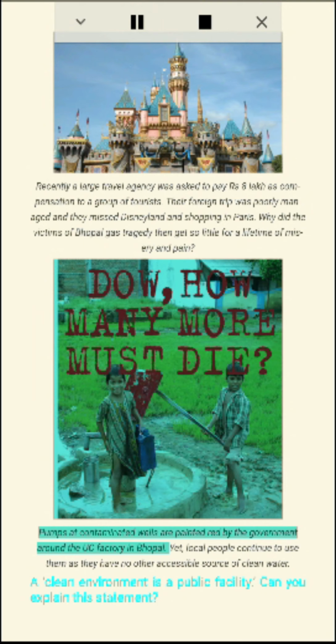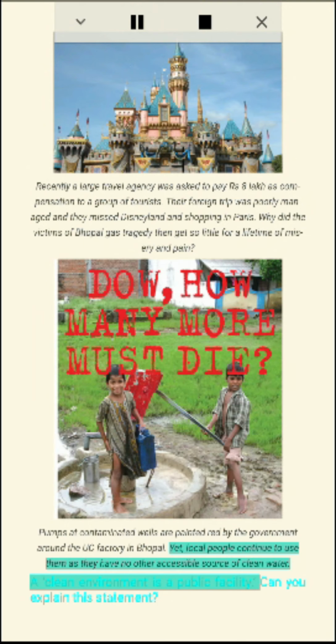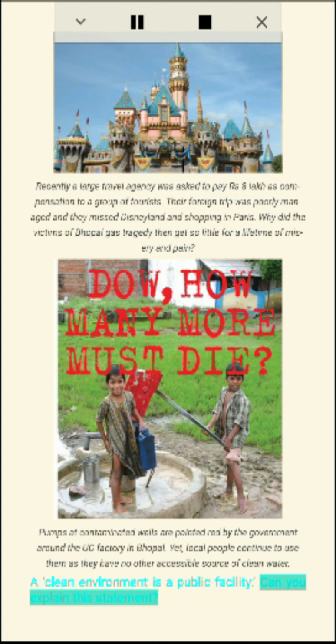Pumps at contaminated wells are painted red by the government around the UC factory in Bhopal. Yet, local people continue to use them as they have no other accessible source of clean water.